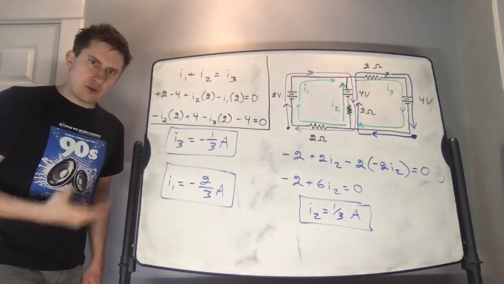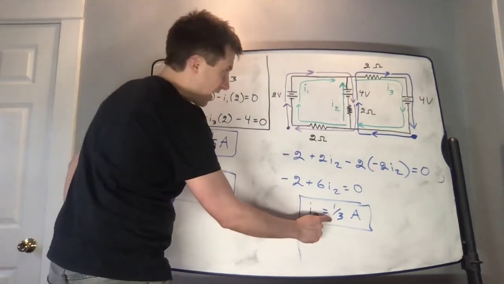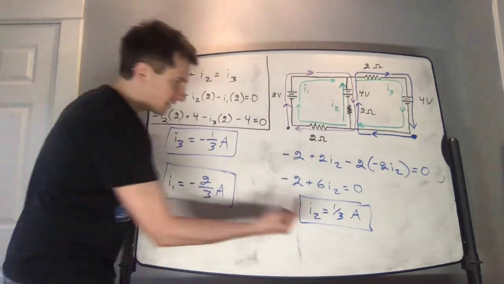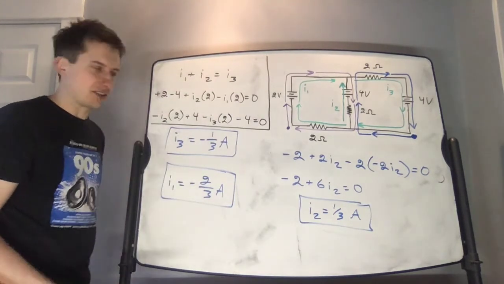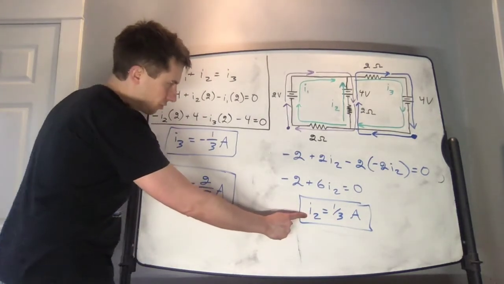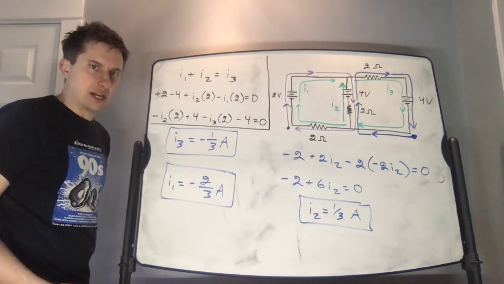Now let's think about what these results mean. Current I2 is positive 1/3 amp. The fact that this current is a positive number indicates that we guessed correctly on the direction that this current flows. The current is flowing upwards through the middle of the circuit.